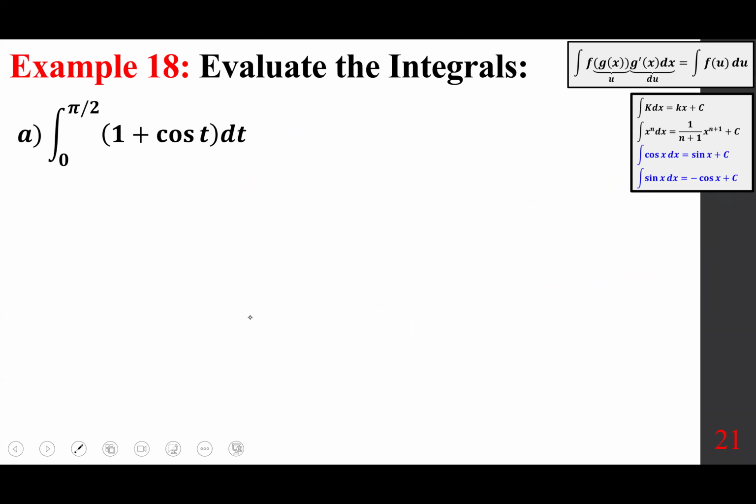All right, the integral of 0 to pi over 2, 1 plus cosine t dt. The moment you see t, 1 becomes t. And of course, cosine is sine t. I hope you see that we've done this before. Now we are evaluating it. Okay.